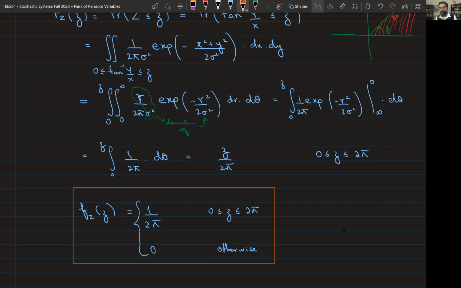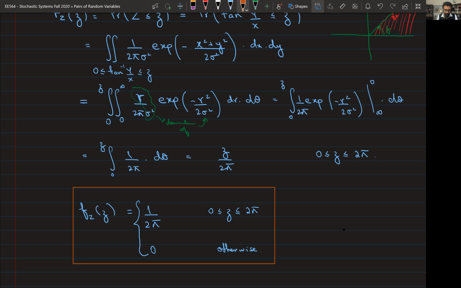Okay. Now, mind you, this is only for the case when x and y are independent, they are Gaussian, and they're zero mean, and they have the same variance sigma squared. Now, if I change any one of these conditions, things might change, and they should change, right? So theta may not, for example, be uniform, or the angle may not be uniform if, for example, x has variance sigma squared and y has variance 2 sigma squared, right? I'll leave you to try those variations on your own.